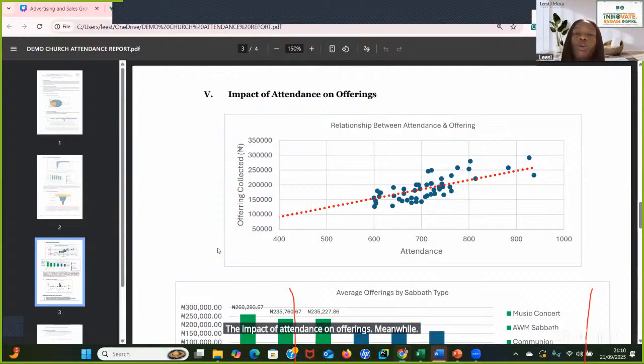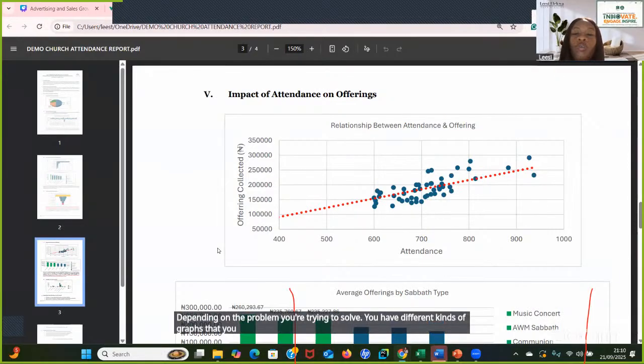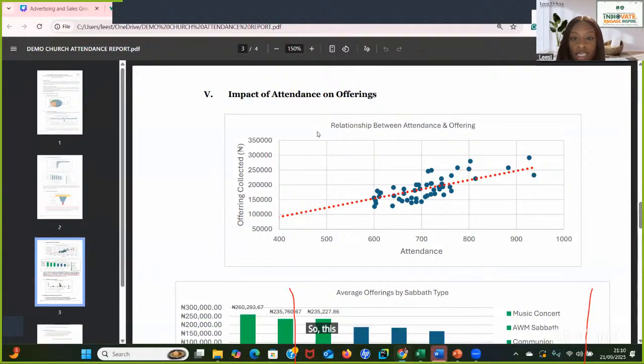Now, if we want to understand the impact of attendance on offerings, meanwhile, I forgot to mention earlier, depending on the problem you're trying to solve, you have different kinds of graphs. Not one graph can be used to solve every kind of problem. For example, if you want to find out something over a period of time, use a line graph. This particular graph in this case is a scatter plot graph.